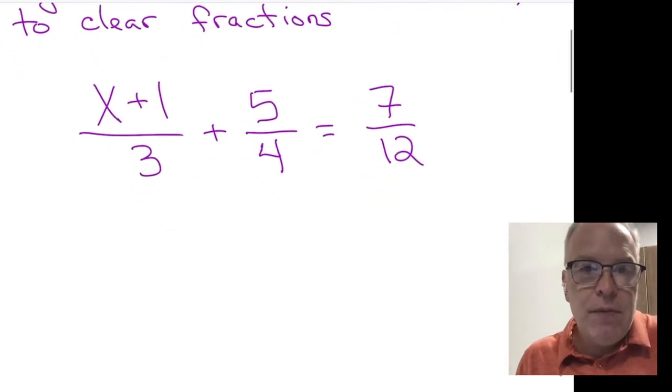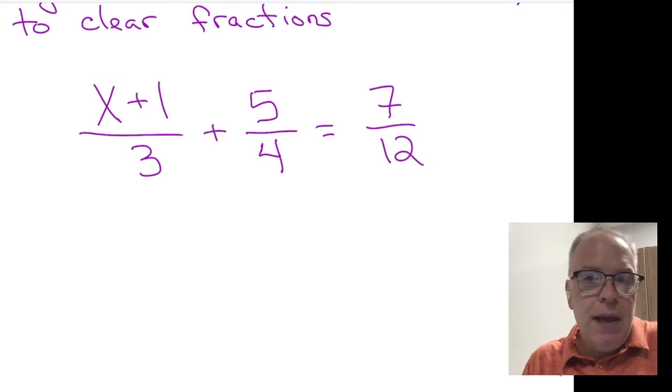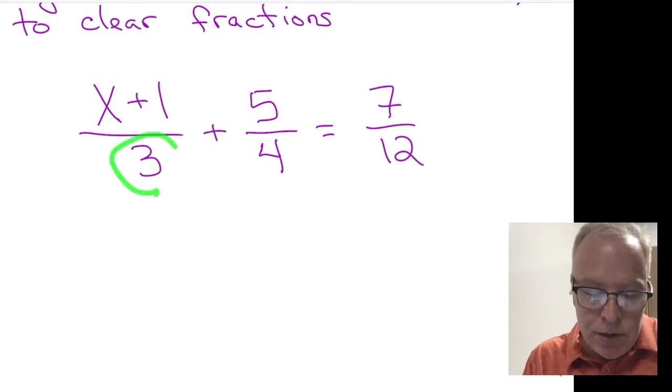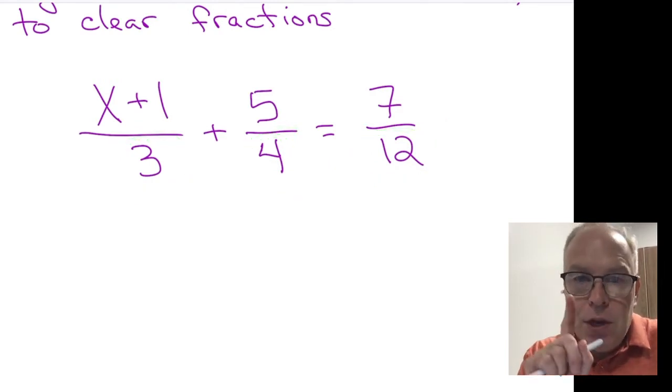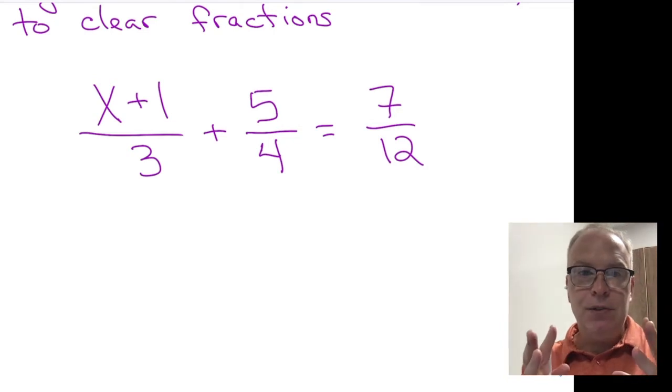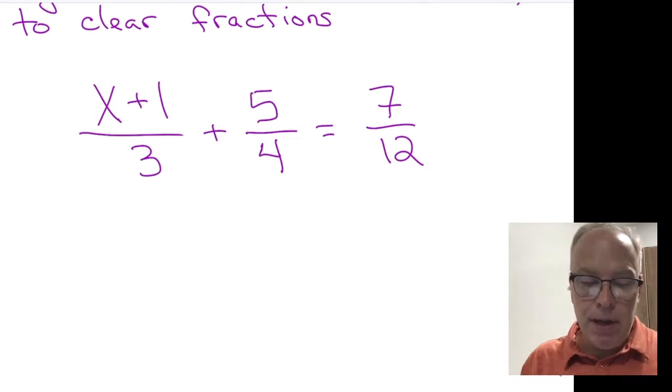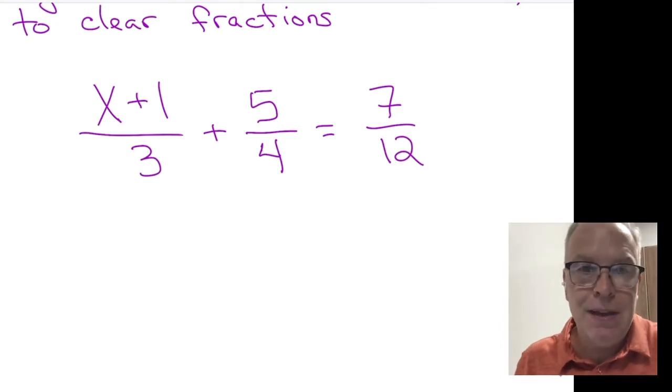So here we have an equation. It's got 3 parts. Do you notice that the denominators are not the same here? We have 3, 4, and 12. So here's what we're going to do. You ready? We're going to upgrade all the fractions to have the same denominator. And then we'll talk about the next step.